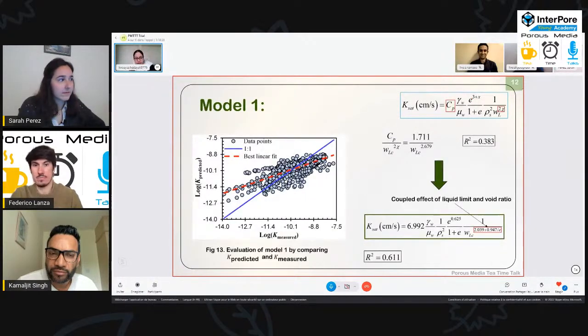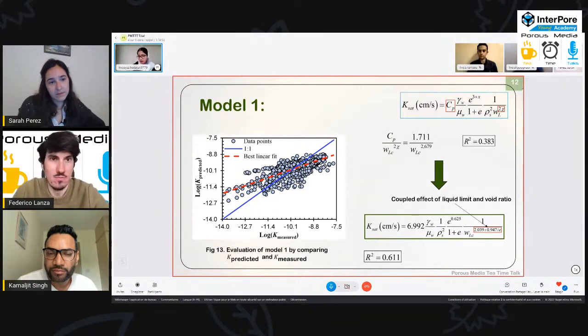For the rest, the power of liquid limit and the coefficient of the model, CP, should be determined as well. First, we assume that the power of the liquid limit should be constant, while the figure shows deviation and a low R score, as you can see. Then we insert the coupled effect of void ratio and liquid limit in the power of liquid limit, as you can see in that red box here, and it shows a better fit and a higher R square. So the final version of model one is presented in the green box.